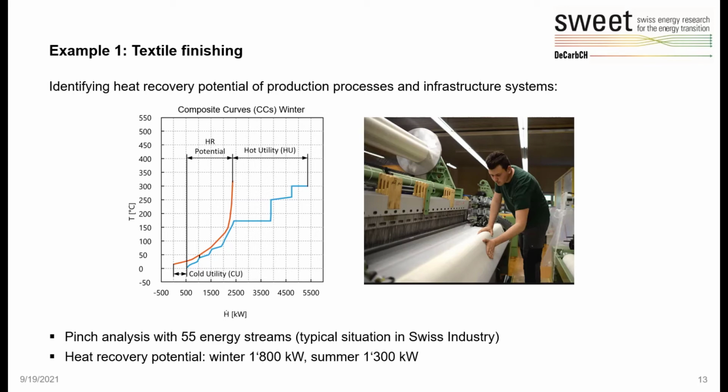The pinch analysis showed the heat recovery potential to be in winter approximately 1800 kilowatts, based on what is a typical number of streams of about 55. Now, shown on this slide is that the analysis was extended later to include additional heating and cooling requirements that required the use of a storage system.